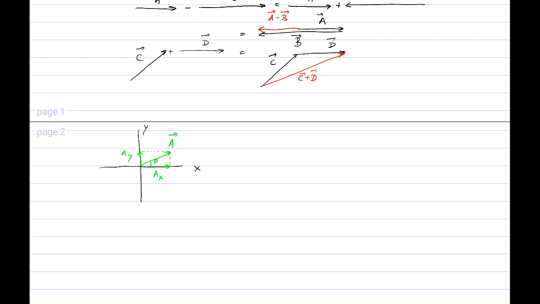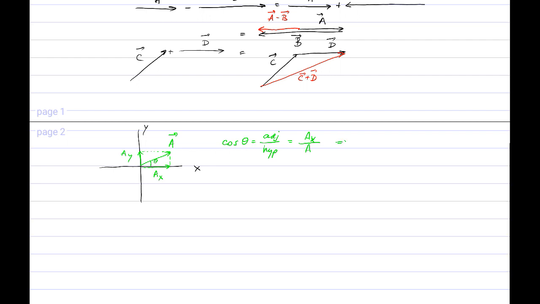And now we can use trigonometry. So let's say that we try cosine theta is adjacent over hypotenuse. So the adjacent to angle theta is AX. The hypotenuse is A.